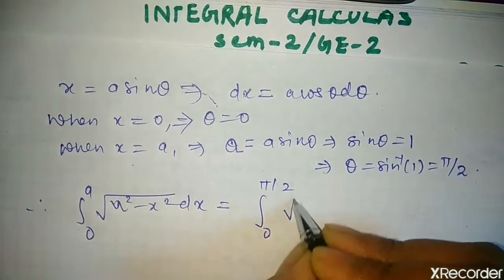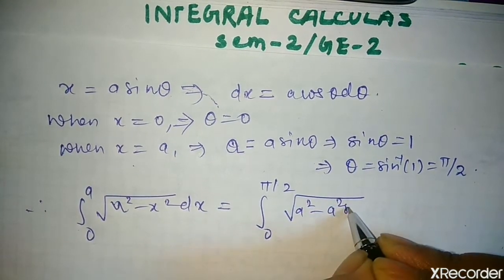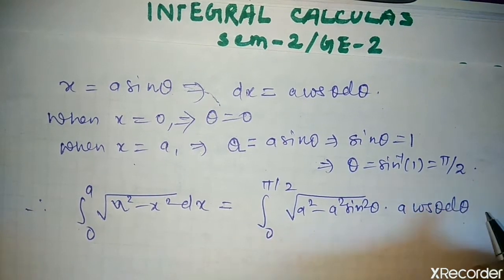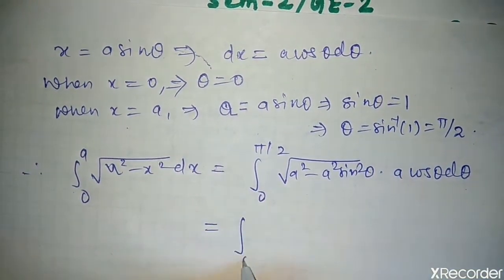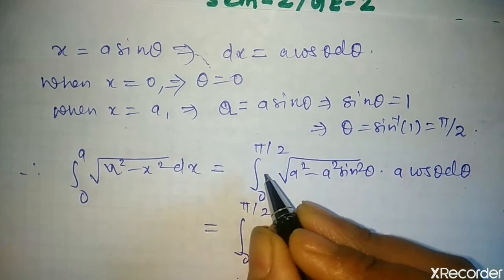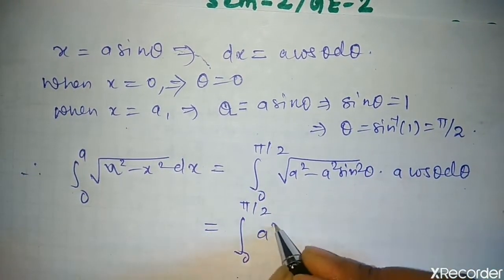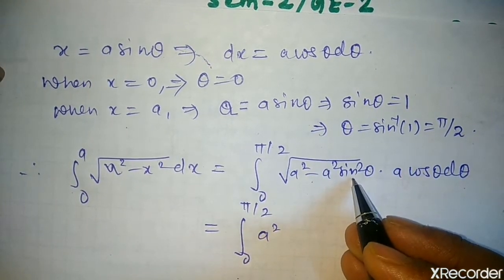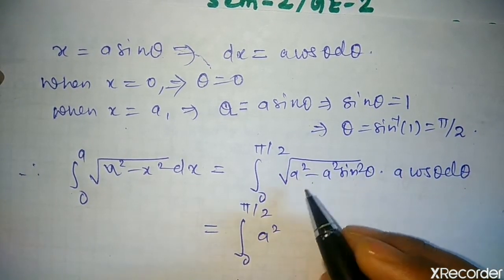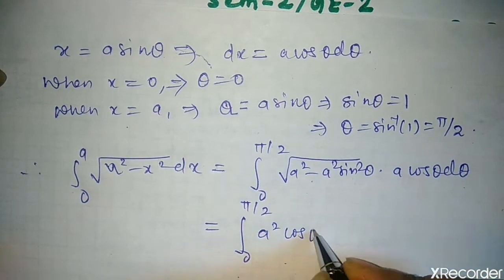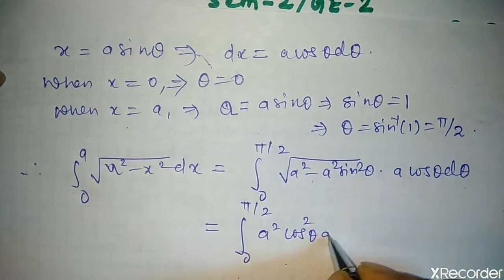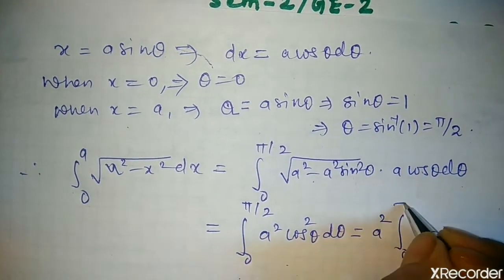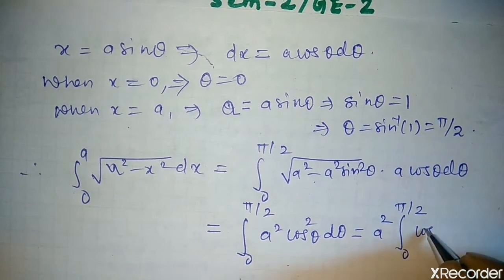Therefore, the integration from 0 to a of root over a square minus x square dx becomes the integral from 0 to pi by 2 of root over a square minus a square sine square theta into a cos theta d theta. Now a is common, so we get a square. Root over 1 minus sine square theta is cos theta, and again we have cos theta, so cos square theta d theta. Taking a square outside, we are left with the integral from 0 to pi by 2 of cos square theta d theta.